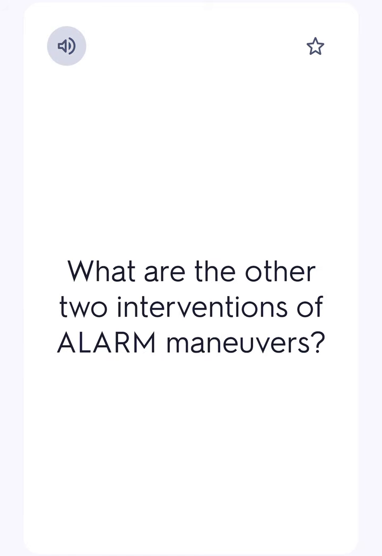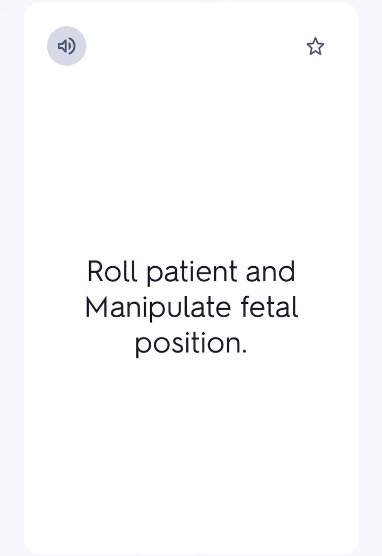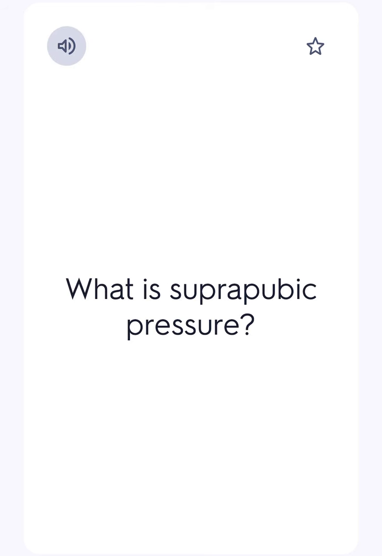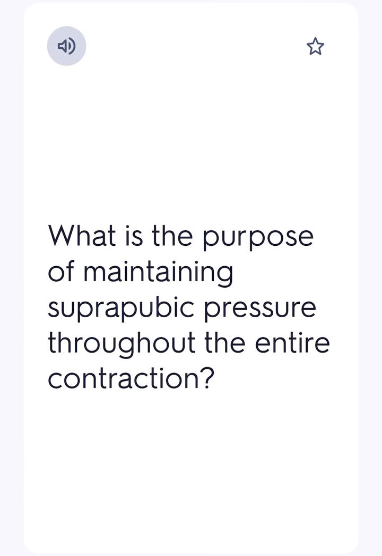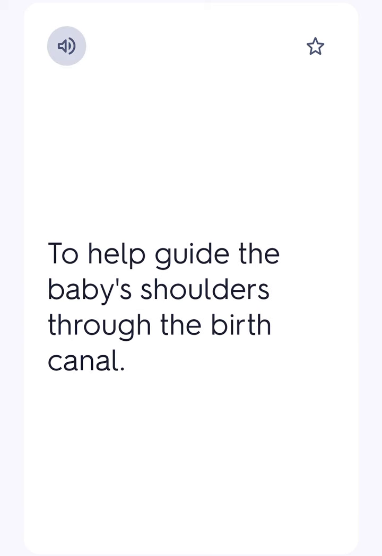What are the other two interventions of ALARM maneuvers? Roll patient and manipulate fetal position. What is suprapubic pressure? Pressure applied above the pubic bone to assist delivery. What is the purpose of maintaining suprapubic pressure throughout the entire contraction? To help guide the baby's shoulders through the birth canal.